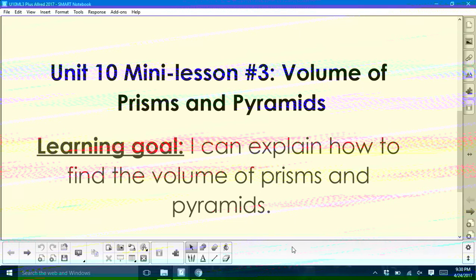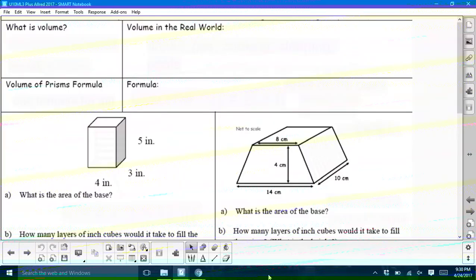We're going to talk about the volume of prisms and pyramids today. By the end of today's lesson, you should be able to explain to a friend or to a partner how to find the volume of prisms and pyramids. The way we're going to do that is with a couple different things. We're going to talk about what volume is and the formula for it. I'm going to work through a couple examples here with you for prisms and pyramids, and then I'll leave you be there on the homework on the back.